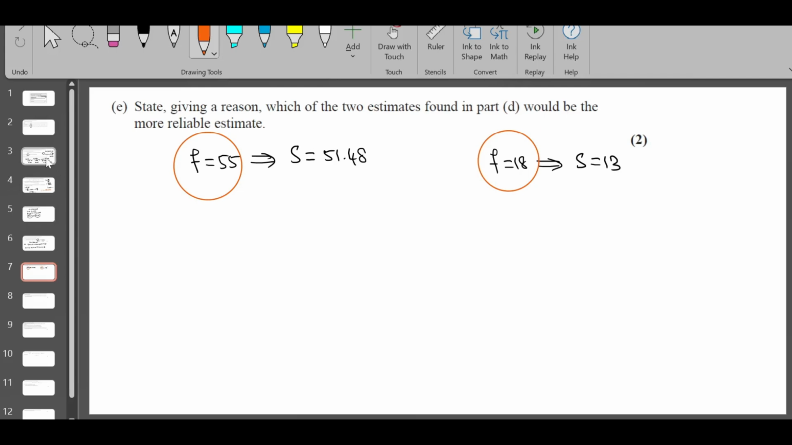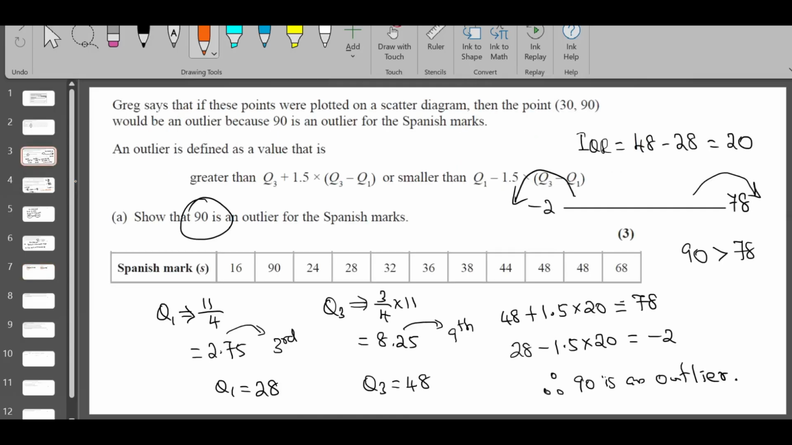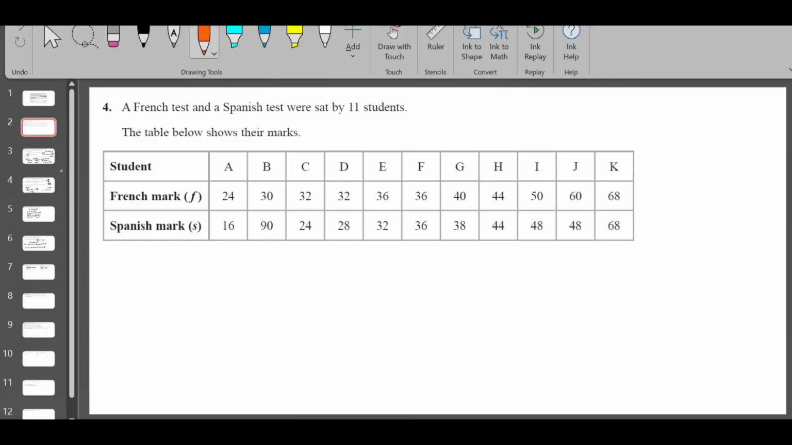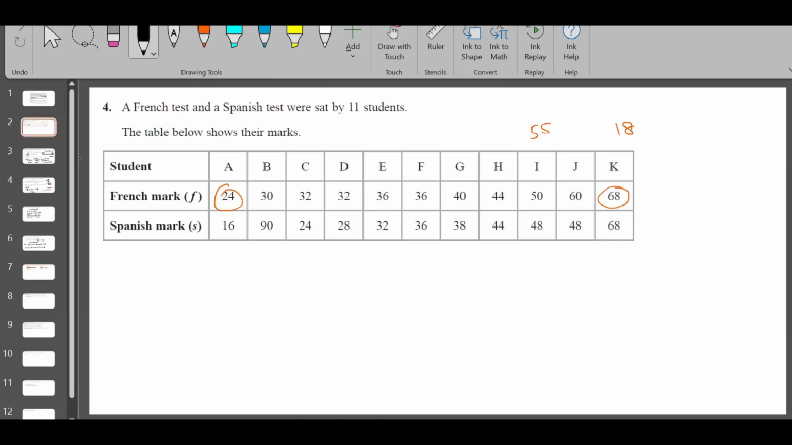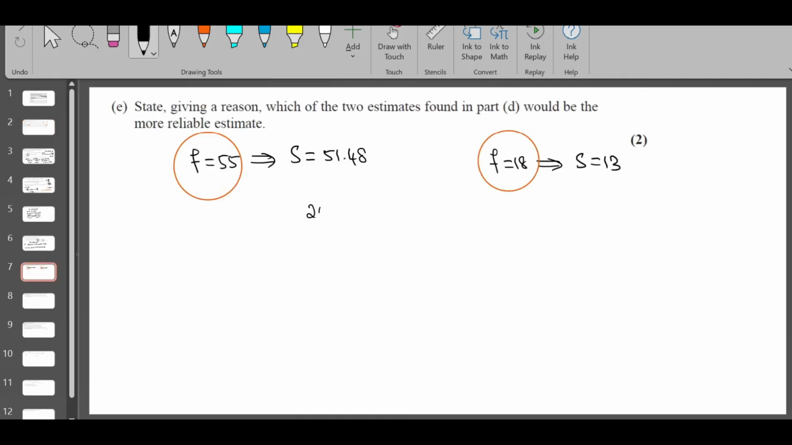So let's look at the French data here. French score, French test marks. The least mark is 24. The highest mark is 68. We subbed in 55 and 18. So the question says, state giving a reason which of the two estimates found in part D would be the more reliable estimate. So the range from the table is 24 to 68. That's the range of the values of F, 24 to 68. Apparently this value lies in the range, not this, right?